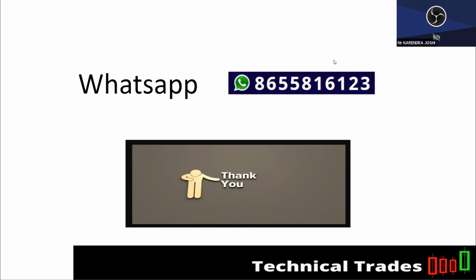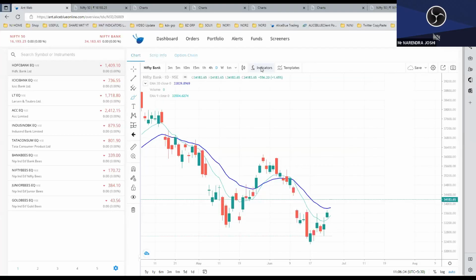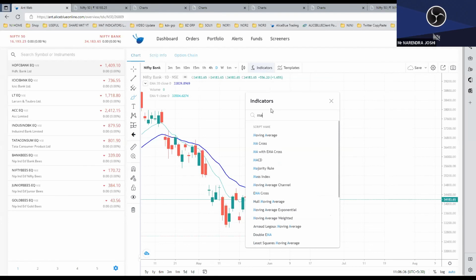Anyone, any doubt using the strategy? I think it is MACD. This is an indicator which you can use. MACD, I think you are asking for MACD, Mr. Judal.